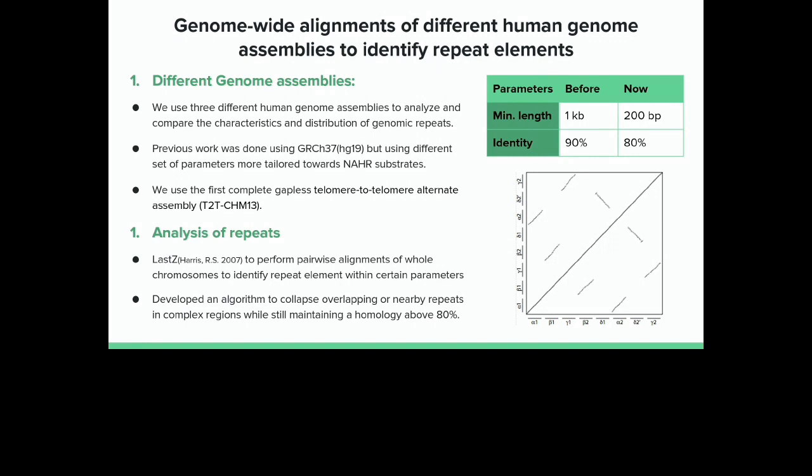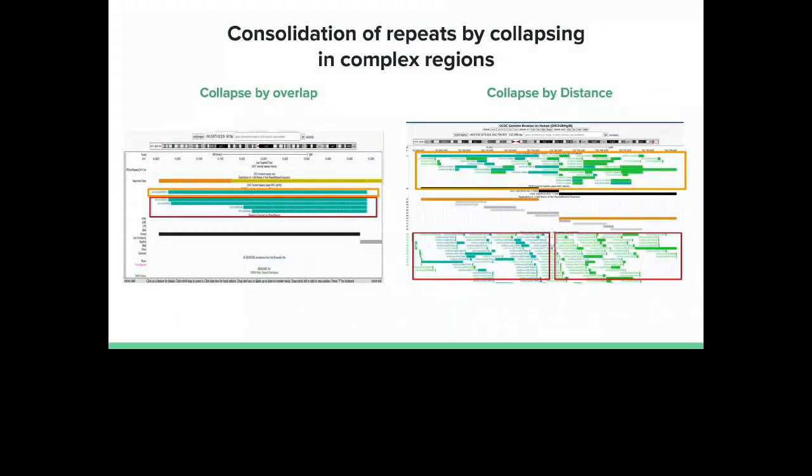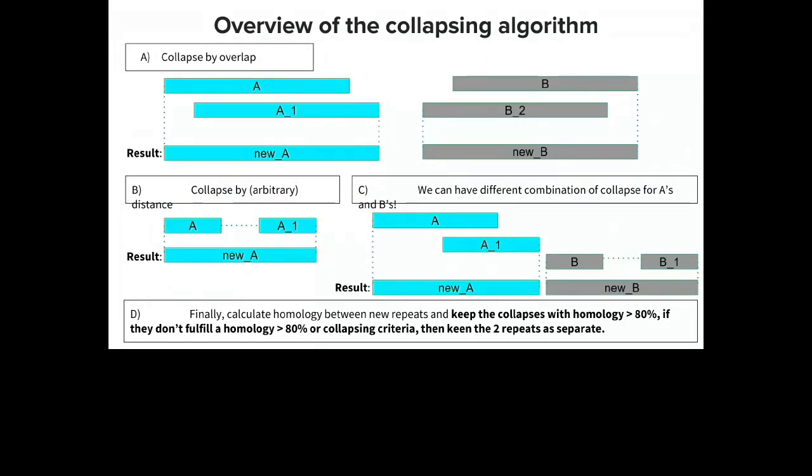And for analyzing the repeats, we are using LASTZ to perform pairwise alignment of whole chromosomes to identify these repeats, and we developed an algorithm to collapse overlapping or nearby repeats in complex regions while still maintaining a homology above 80%. So this is a cartoon model to explain how the collapsing algorithm works.